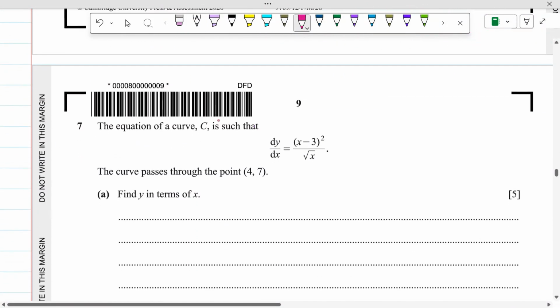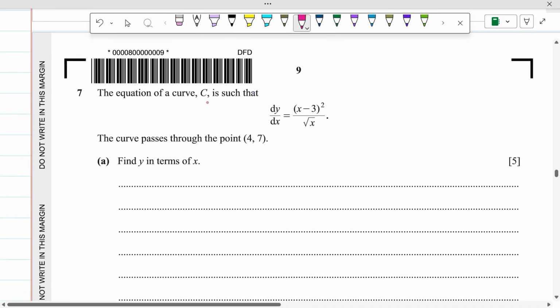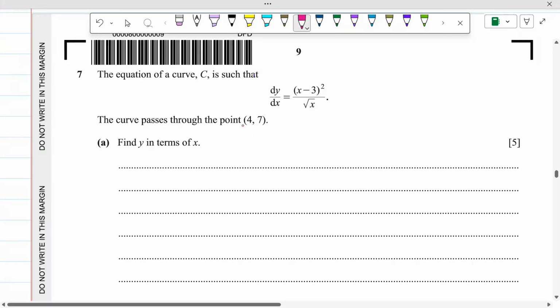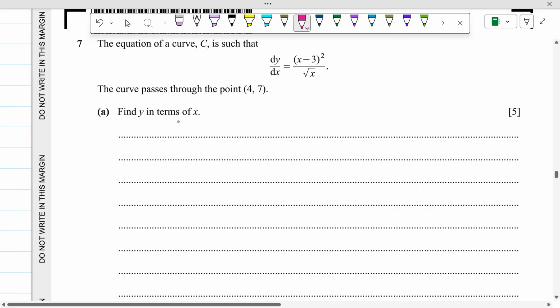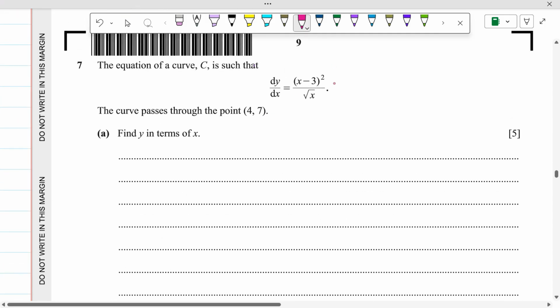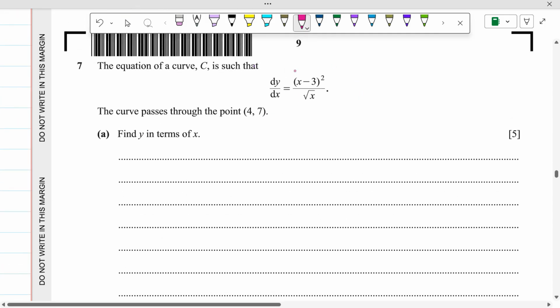Okay, let's move to question number 7. The equation of the curve C is such that dy/dx is equal to (x minus 3) whole squared over the square root of x. The curve passes through the point (4, 7). Find y in terms of x.